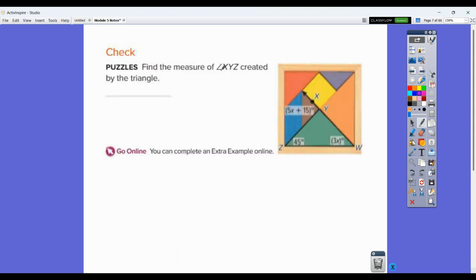Okay, so find the measure of angle XYZ. We want to find this angle measure created by the triangle that's shown. They show a tangram here. If any of you guys have not used tangrams, you definitely should. This tangram represents a triangle and an exterior angle out here. So XYZ is an exterior angle, and that exterior angle is going to be equal to the sum of the two remote interior angles.